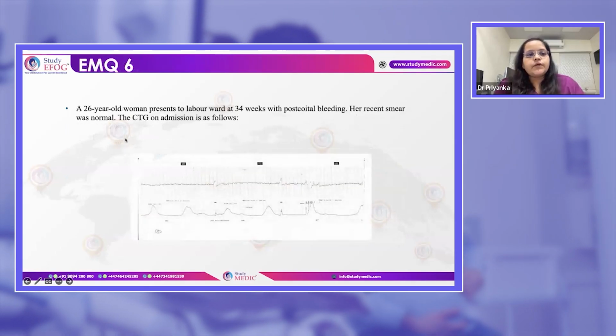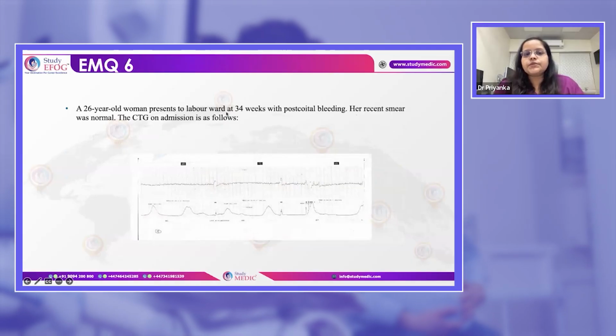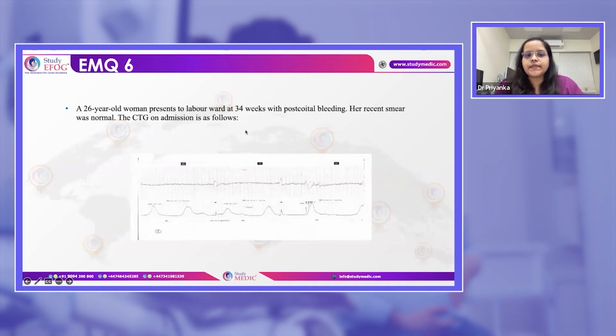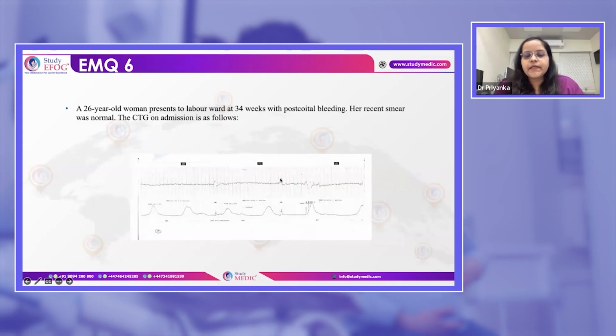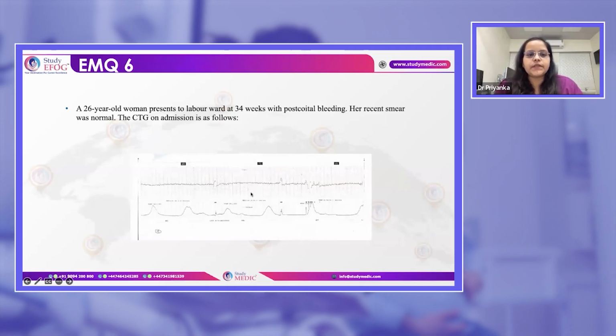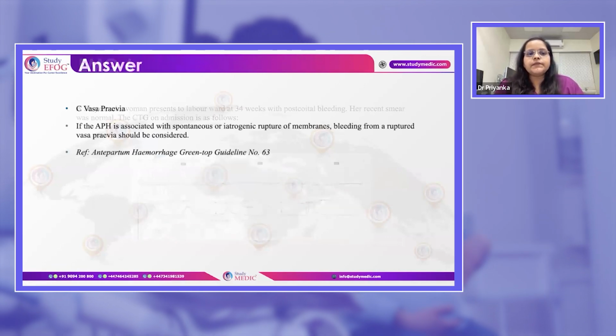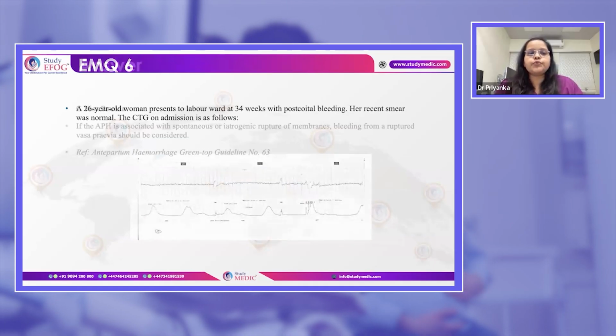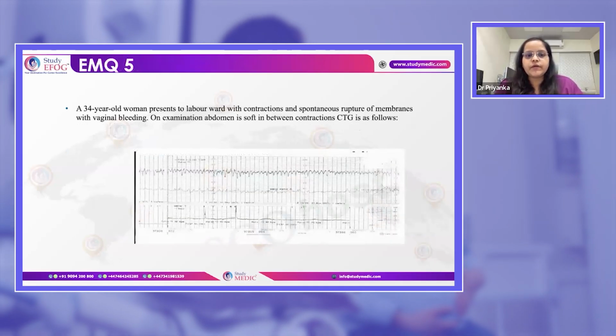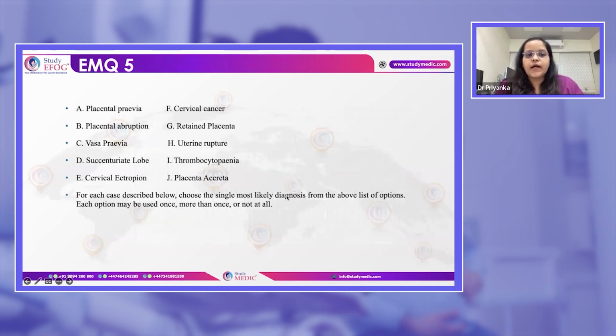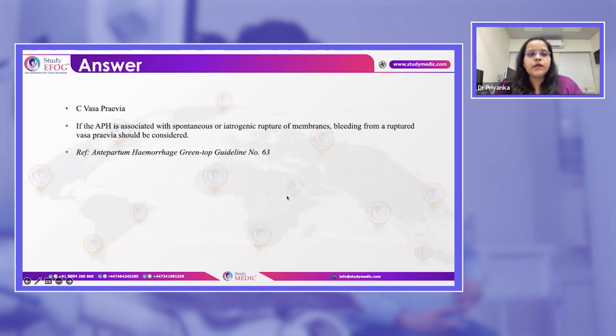Now, the sixth scenario is where a 26 years old woman presents to the labor ward at 34 weeks with postcoital bleeding, that is APH. Her recent smear was normal. The CTG on admission is as follows. You can see the baseline is maintained within the normal range of 110 to 160, but the variability is less. There are accelerations and there are no decelerations. So here she has come with APH and there was postcoital bleeding. It can be due to a cervical ectropion, which is a cause of an APH. So the answer here is E, cervical ectropion.